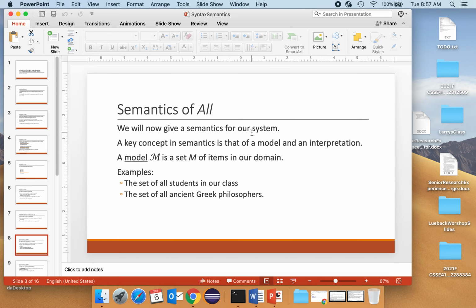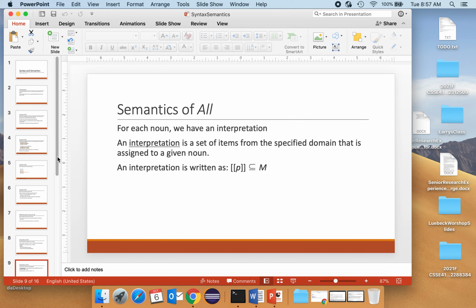Two key concepts in semantics are that of a model and an interpretation. A model M is a set M of items in our domain. Here are some examples: the set of all students in our class, or the set of all ancient Greek philosophers, or the intersection of those two sets, which presumably is empty, or the union of those two sets, which is not empty. So, lots of combinations here, but a simple example is the set of all students. So that is the set M.